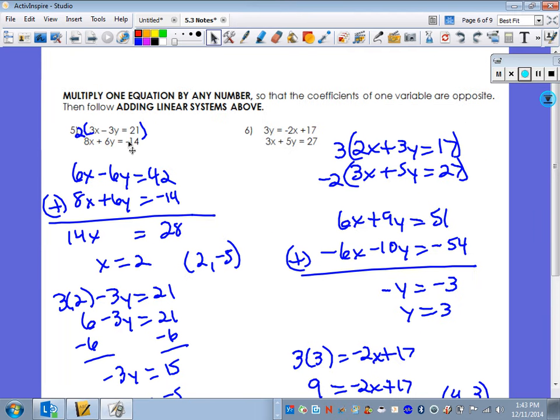Now, on this one, you're going to have to make some changes. It's not automatically going to fall out. So, number 5, it's actually 3x minus 3y equals 21, and the second equation is 8x plus 6y equals negative 14. I chose to get rid of y because it seemed like the least amount of work. So I multiplied the whole first one by 2. That's how I got 6x minus 6y equals 42. Then when I add the two equations together, the y's fall out. So I end up with 14x equals 28. Divide both sides by 14, x is 2.